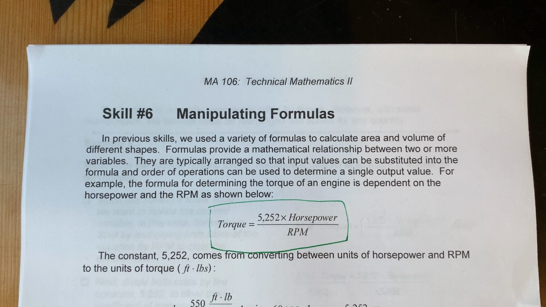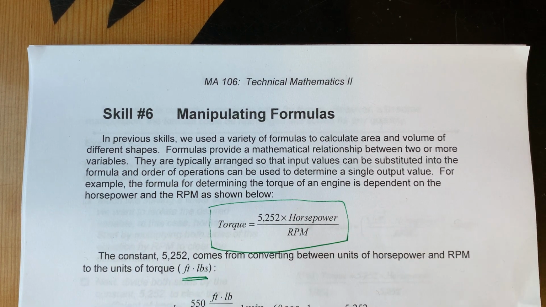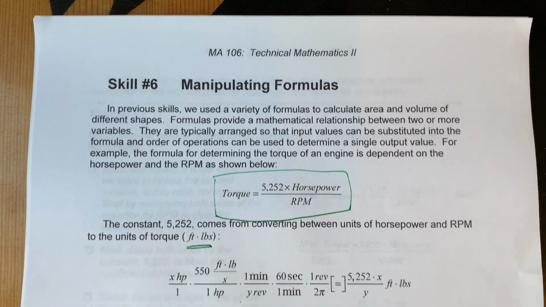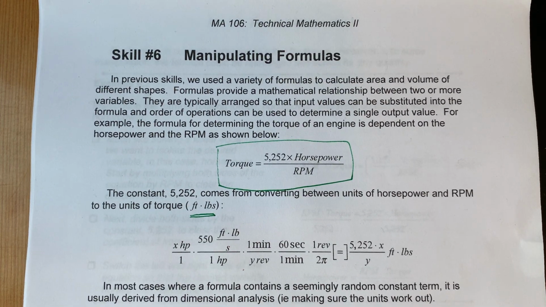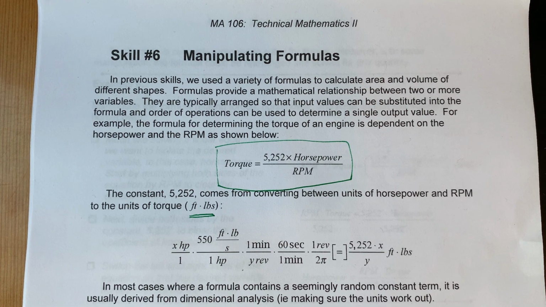It comes in the somewhat nonsensical to me units, foot-pounds, feet times pounds. And underneath there is a relatively intimidating setup that walks you through where those units come from, and also justifies where this 5252 comes from. The short explanation is 5252 comes from doing the unit conversions necessary to end up in foot-pounds.